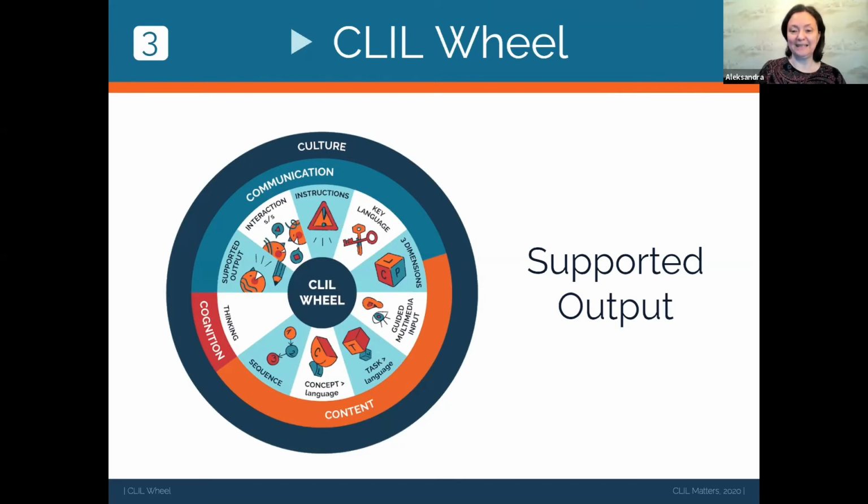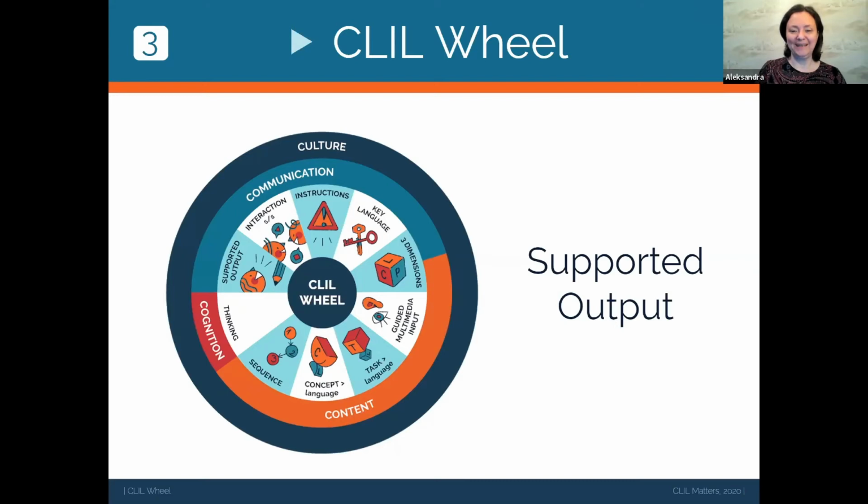But this output should be supported. I cannot just tell my students, okay, off you go. I need to give them support in forms of the language, in terms of maybe the sentence structures that need to be used. I can give writing frames, for example, to show the structure, for example, of a science report.